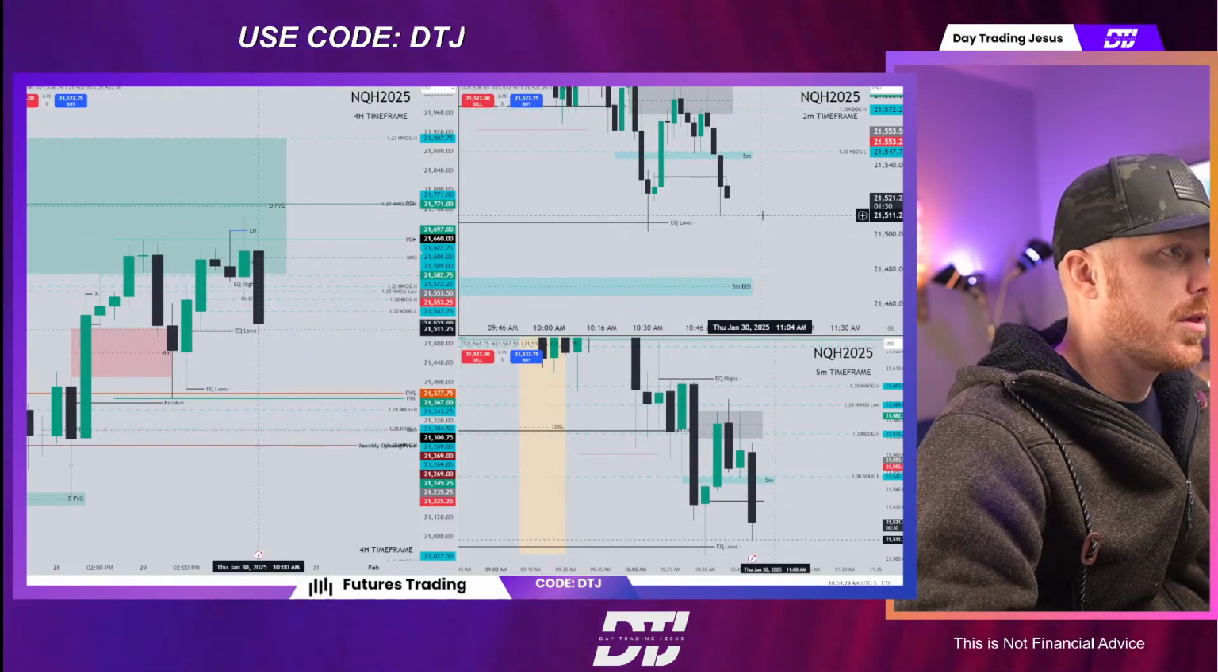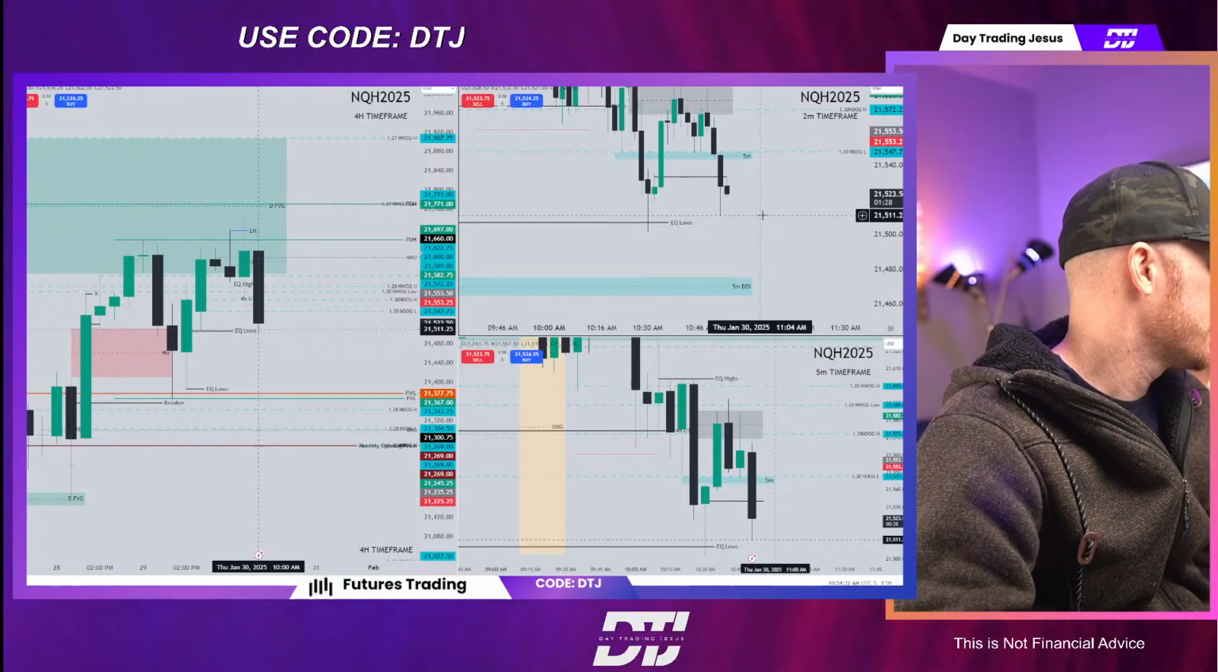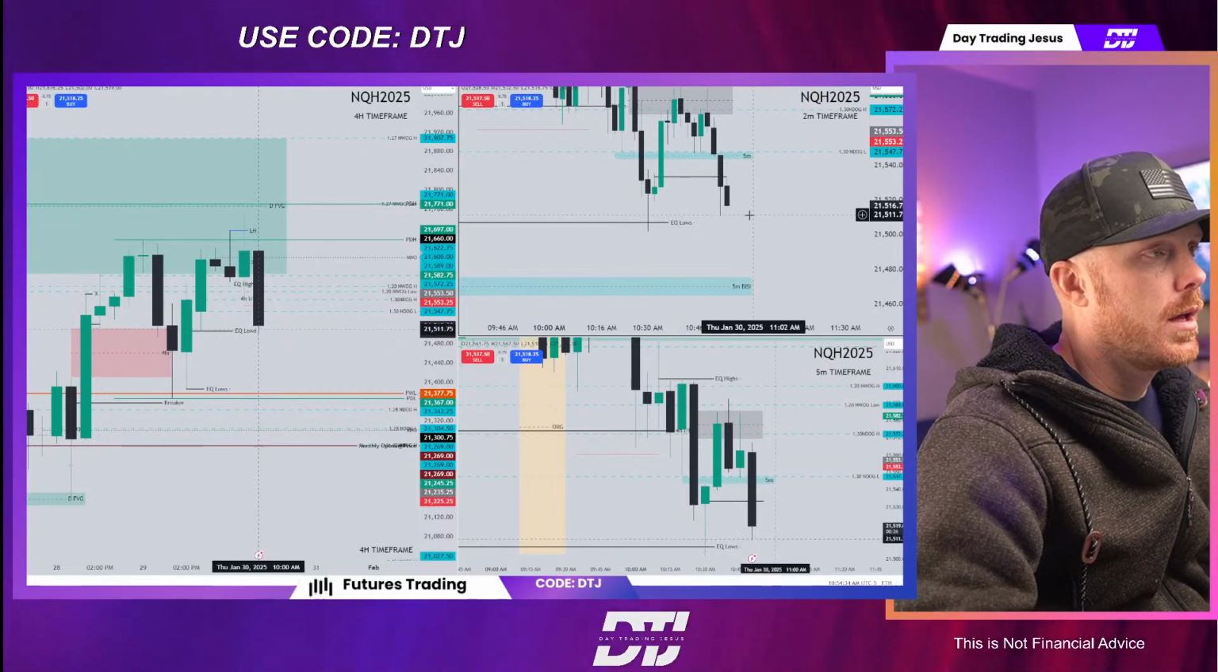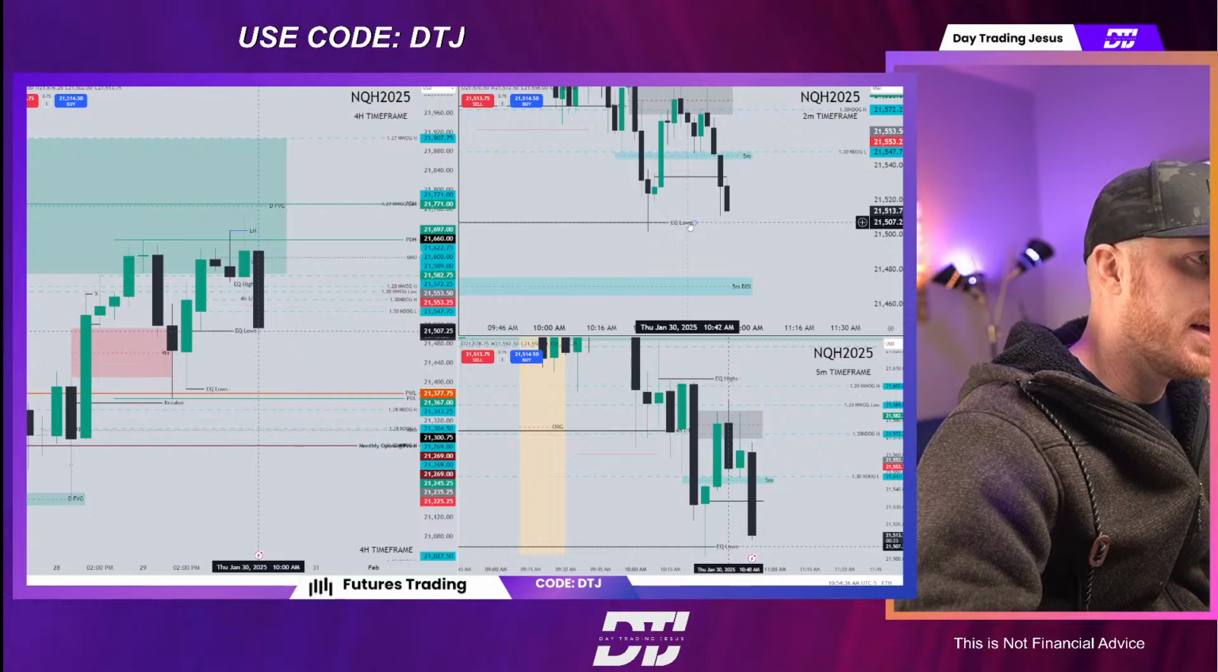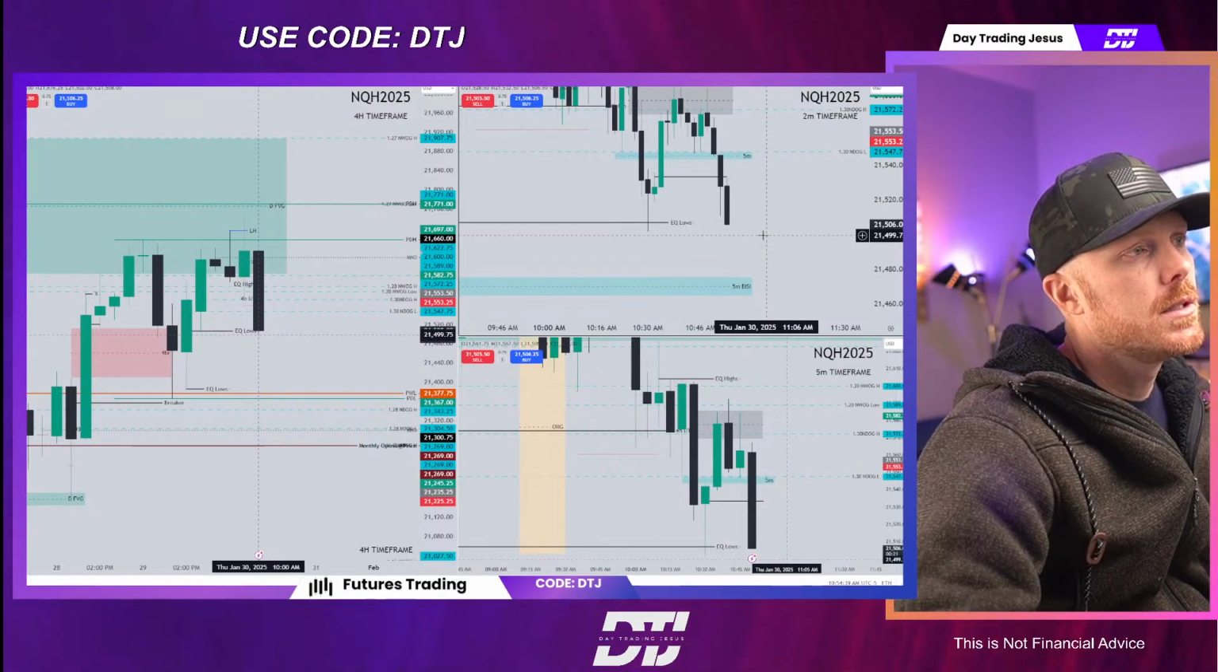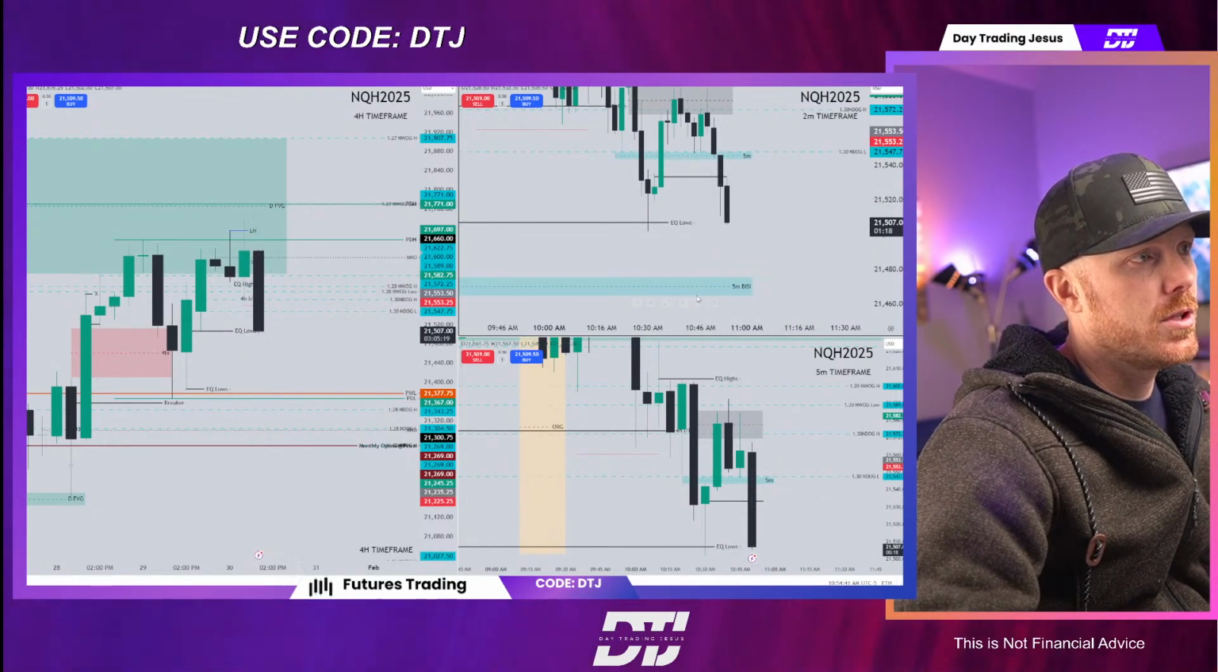So not part of the plan. The plan is to look for a long. And the validity of that plan is still intact, despite as it goes lower.